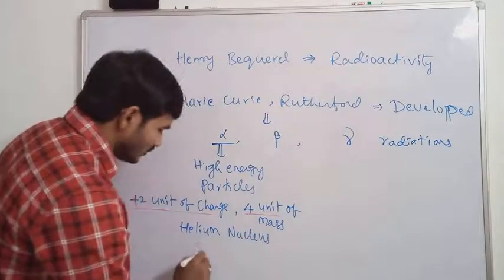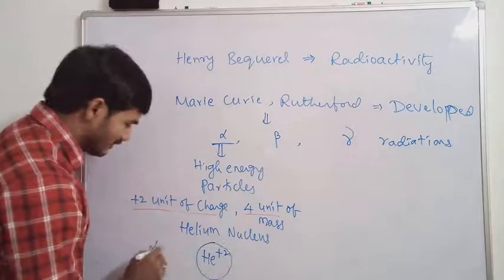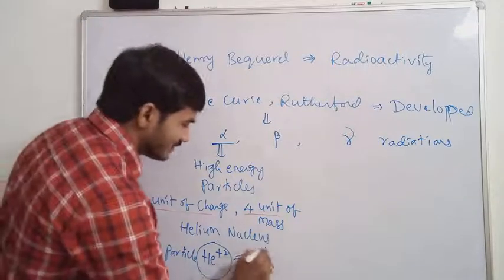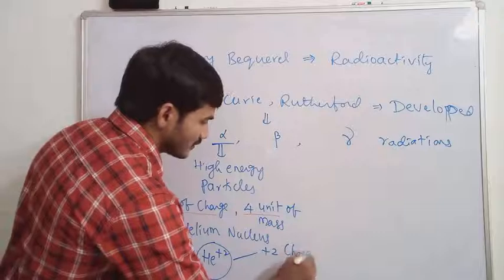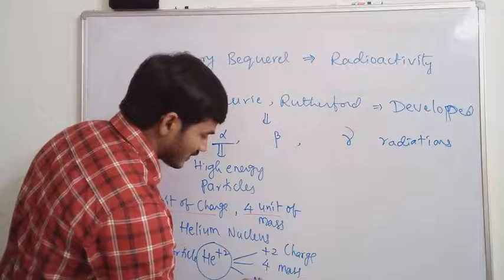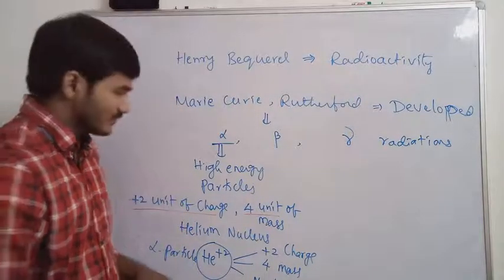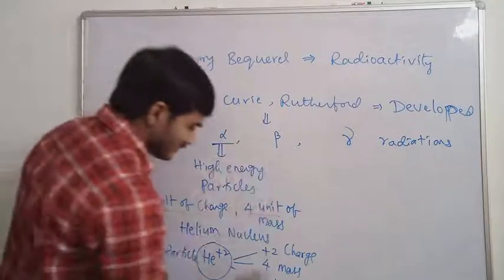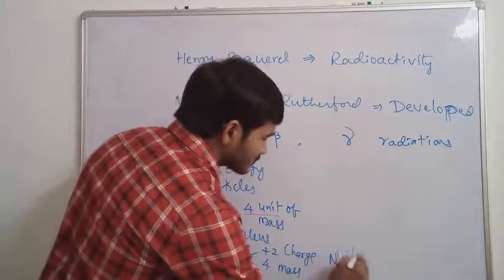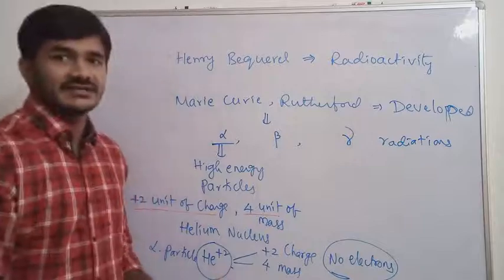I can write here He2+, which is nothing but an alpha particle. Remember, this alpha particle has +2 charge and 4 unit of mass, and no electrons. Electrons are not present in the alpha particle.